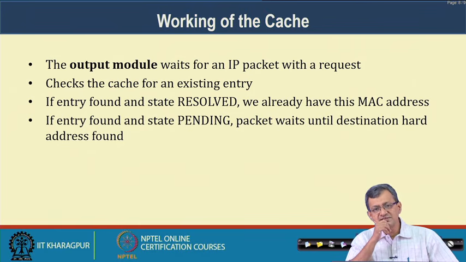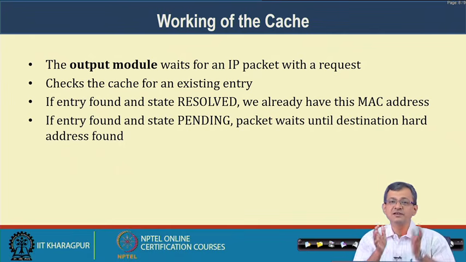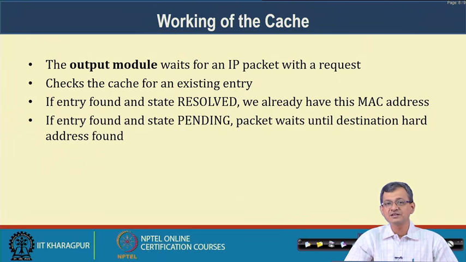So, the working of the cache is straightforward. The output module waits for an IP packet for a request and checks the cache for an existing request. If the entry is resolved, that is, the entry state becomes R, we already have this MAC address. If the entry is found and the state is pending, the packet waits until the destination hardware address is found. So, either it is resolved or it is in a pending state.